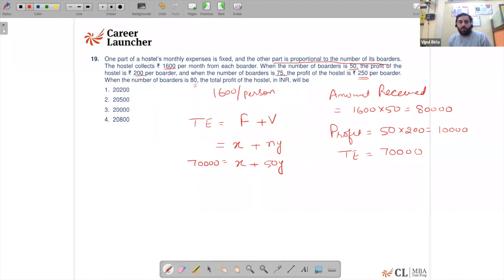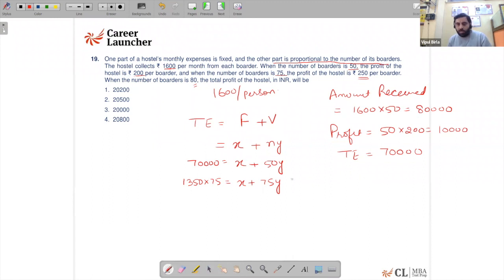So that means the remaining 1350 per person is the expenditure. So the total expense will be 1350 per person into 75, which equals X plus 75Y, because out of the total 1600 per person, 250 is the profit. So that means this is the total cost incurred or the expenses which are incurred in this.